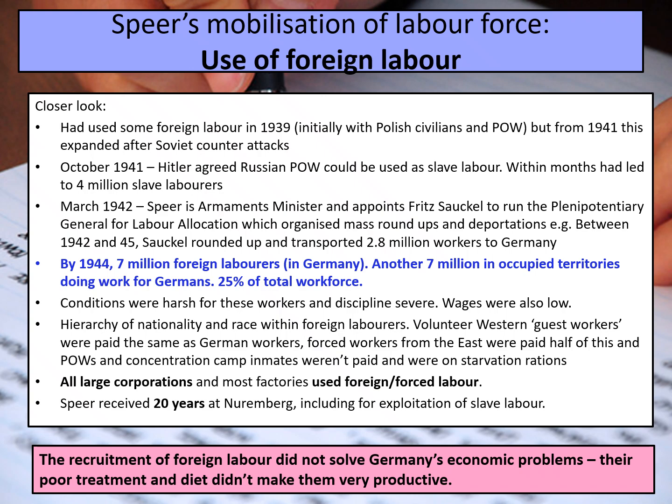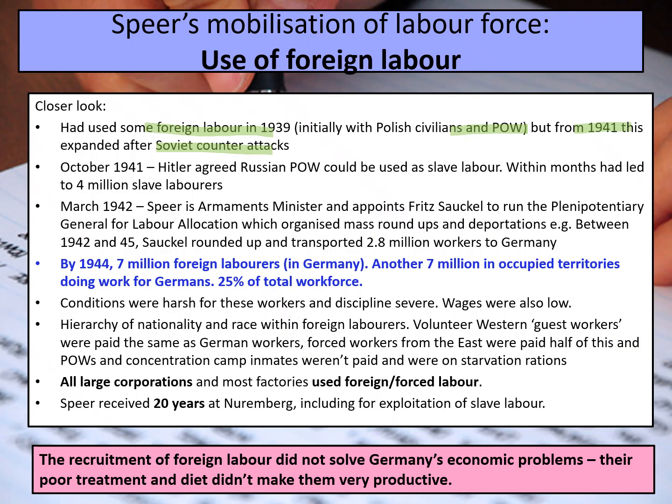We've just mentioned the use of forced labour very briefly, but we need to go through it in a little bit more detail now because this is a key aspect of Speer's wartime policies and how he makes the German economy more efficient. So they had used some foreign labour before Speer was appointed the armaments minister. In 1939, they had begun initially with Polish civilians and prisoners of war, and this had expanded from 1941 after the Soviet counterattacks in the winter of 1941.